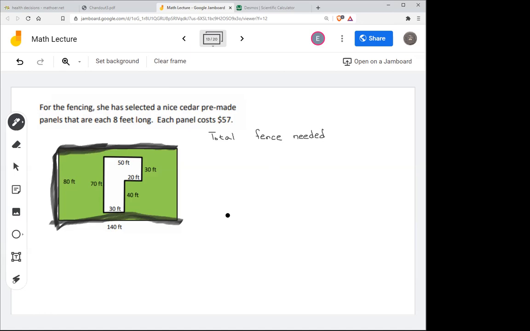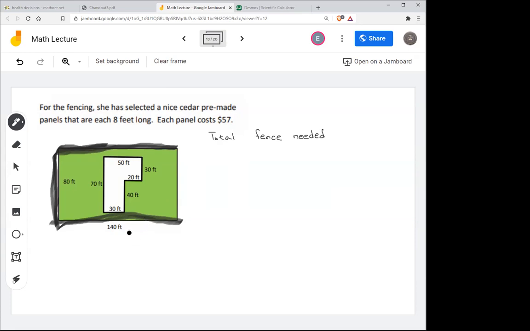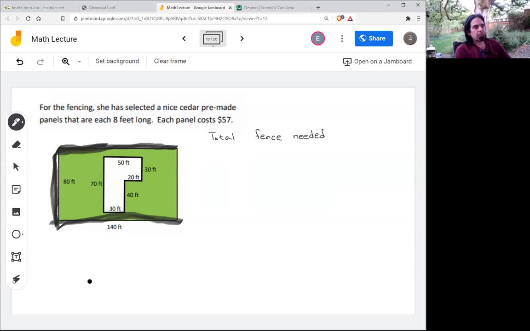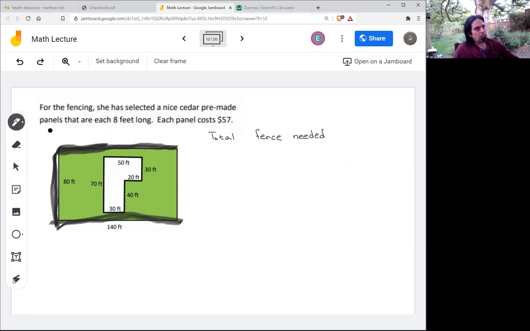$360. Is that right? How did you get it? I did 140 twice and then added the 80 feet. Yeah. So you could certainly do that. 140 and 140 and 80 and get 360. I'm not sure that's the right thing to do, though.